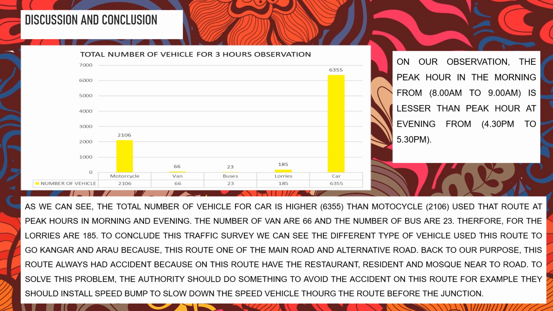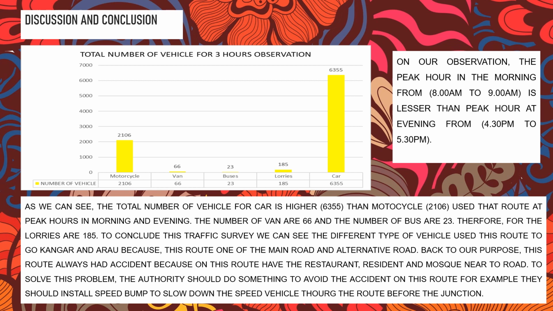So as we can see, the total number of vehicles for the cars is 6,355, then motorcycles 2,106, using that road at peak hour in the morning and evening. Then the number of vans is 66 and the number of buses is 23. Therefore, the lorries are 185.